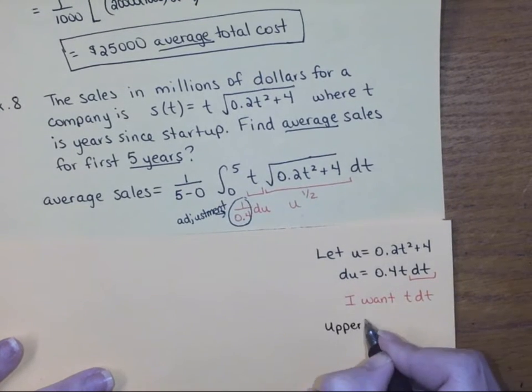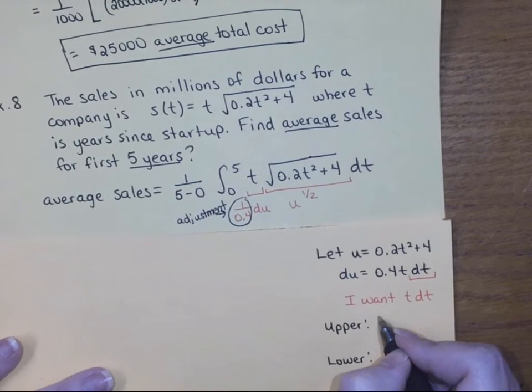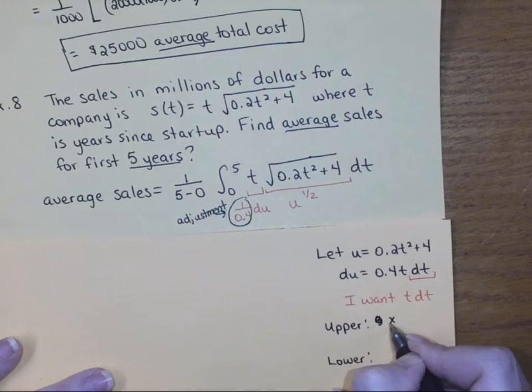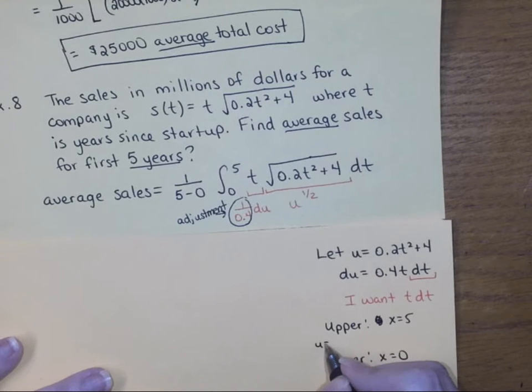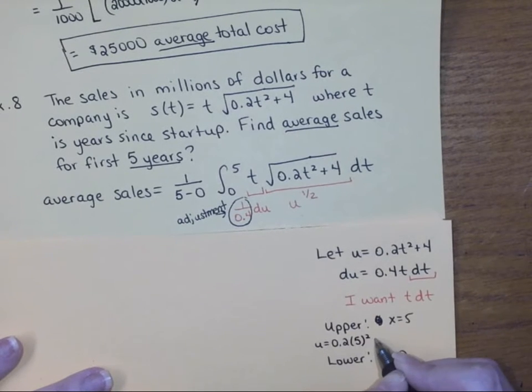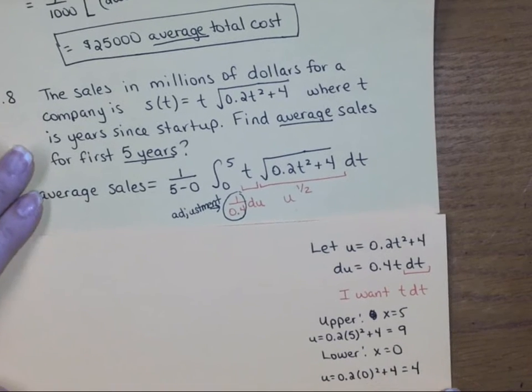And then I still need to change the upper and lower limits. The current upper limit is x equals 5. The current lower limit is x equals 0. So let's plug that in: 0.2 times 5 squared plus 4, and you'd want to have your calculator out. That is going to equal 9. For the lower limit, it's 0.2 times 0 squared plus 4, or 4.